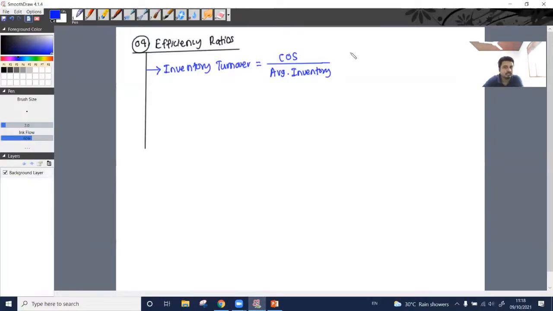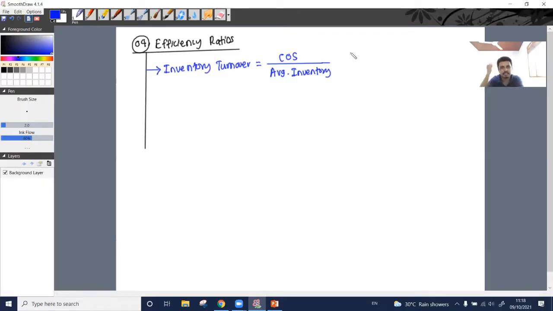So how to take this average inventory balance? How can we take that? Opening balance plus closing balance over 2. So rather than going for the closing balance, why we are going for the average inventory? If it is not provided in the sum, that is a different story. But in normal circumstances, we consider average inventory.